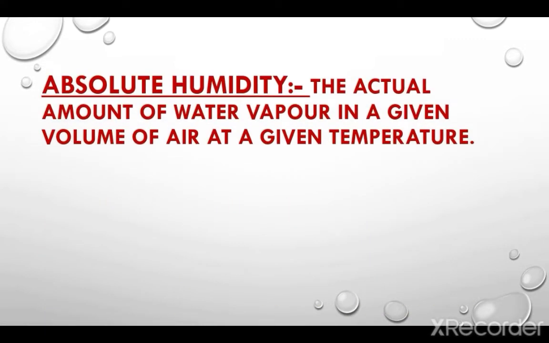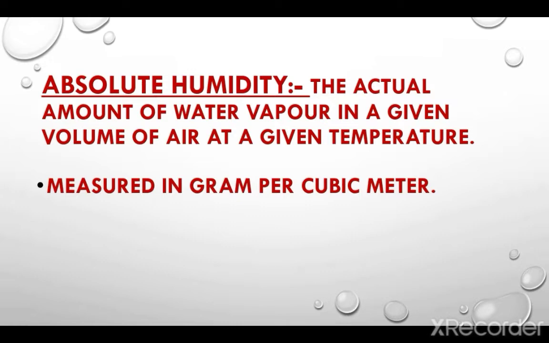Humidity is of two types. First is absolute humidity. The actual amount of water vapor in a given volume of air at a given temperature is known as absolute humidity. It is measured in grams per cubic meter.